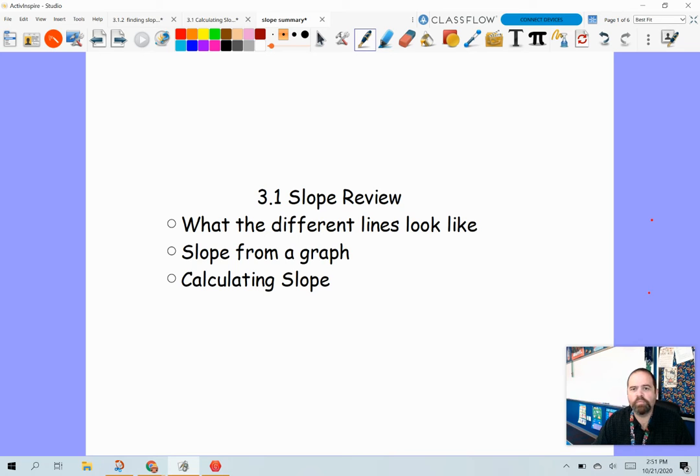All right, ladies and gentlemen, here we go. Your one-stop shop for everything you needed to know about slope. We're going to cover everything that I've thrown at you the last few days, all in one spot. So, first things first, what these different lines look like.